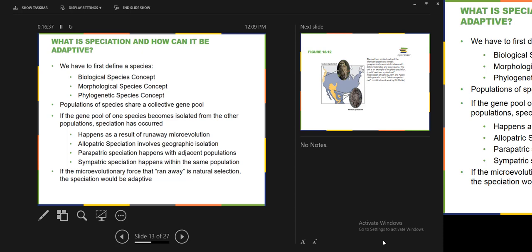Okay. Where would be the most common place to find an example of adaptive speciation? First of all, which of these three would be the most likely culprit? Allopatric, parapatric, or sympatric? Allopatric, why? If it's due to natural selection, it has to be because the environments are different, right? The environments can't be different if it's the same population, right? So if the environments are different, we've got some geographic isolation. Where would be a very common place to find that?